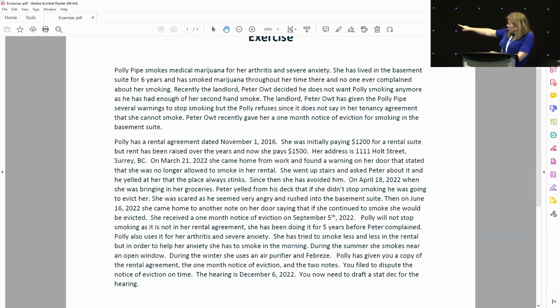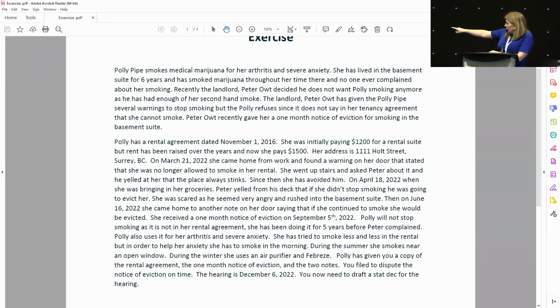So you can see she has given you a copy of the rental agreement, 1 month notice of eviction, and 2 notes. So those are all going to be exhibits. In this case, with the 2 notes, I wouldn't attach the notes as the same exhibit. I would actually separate them because they happened at 2 different times, right? So let's say the landlord gave you a whole pile of stuff at once as a package, then you might attach that as an exhibit all at one time. But because these notes were given on different days, you would put them in as different exhibits and explain what they are.